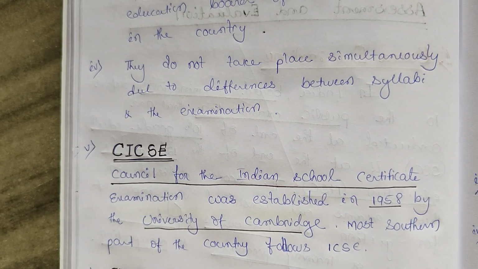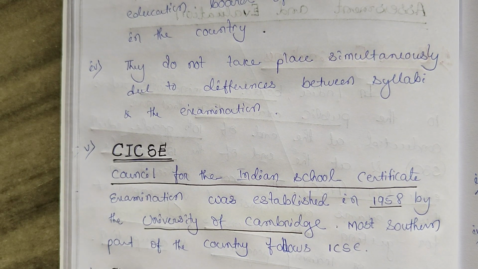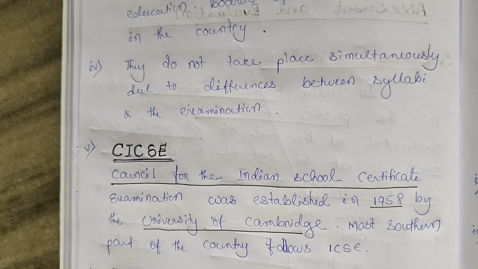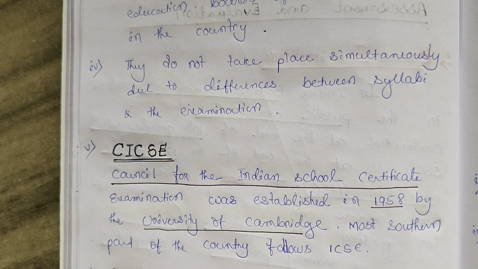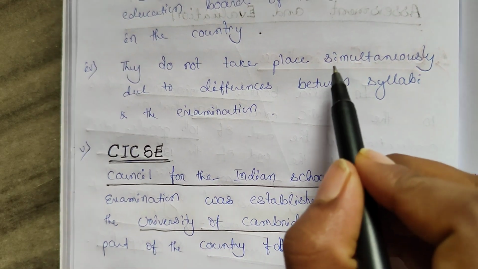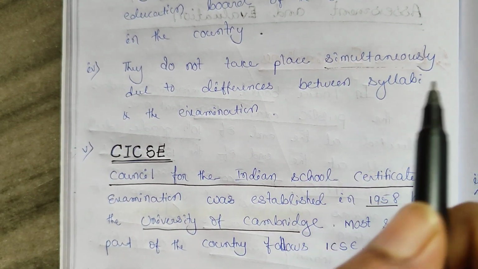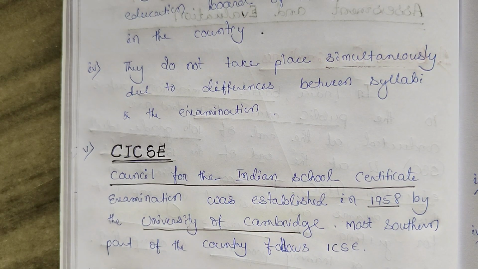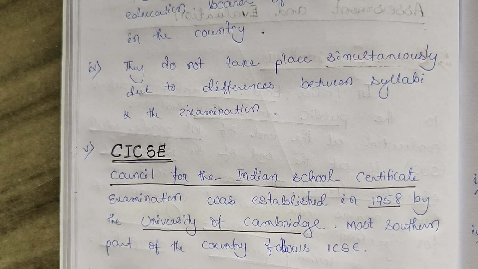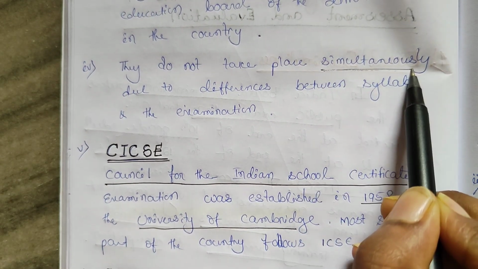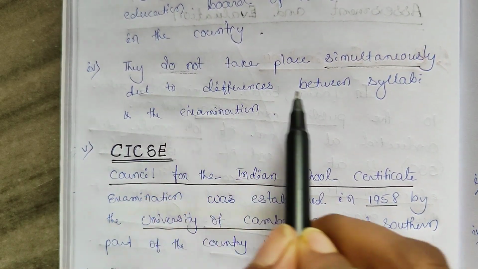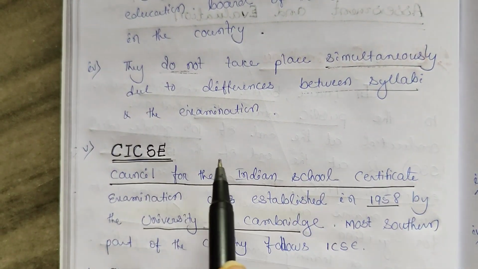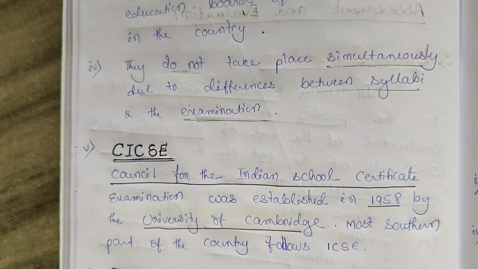They do not take place simultaneously due to differences in syllabus and examination. The CBSE board exam, ICSE board exam, and state board exams will not take place simultaneously at a time. First ICSE will happen, otherwise first CBSE, otherwise first the state board, and after the state board completes, CBSE will start. So they will not take place simultaneously, because of their different syllabus and examination. Okay.